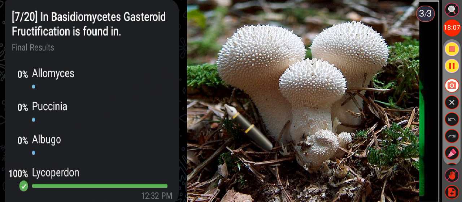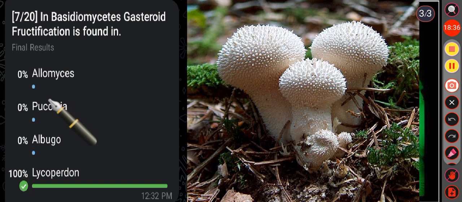So here in option D, Lycoperdon is the genus of common puffball mushroom in which this type of fructification is present. Okay, then see the other option, Allomyces. Allomyces is a genus of fungi and the reproduction involves the formation of zoospore within the sporangia. No gastroid structure is present. So the gastroid fructification is not a feature of Allomyces.